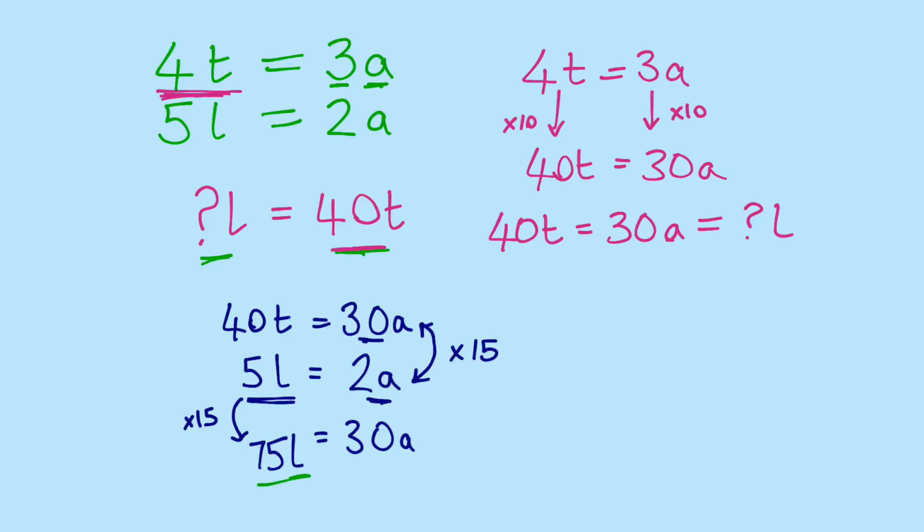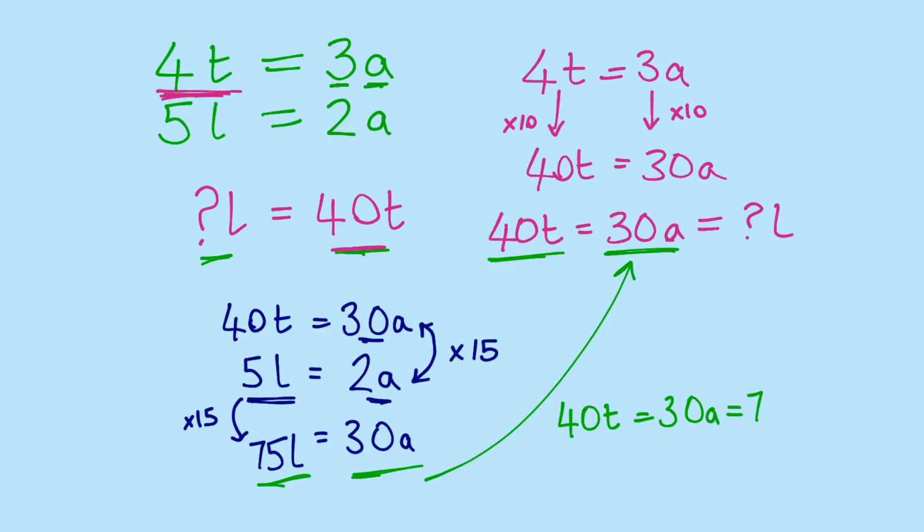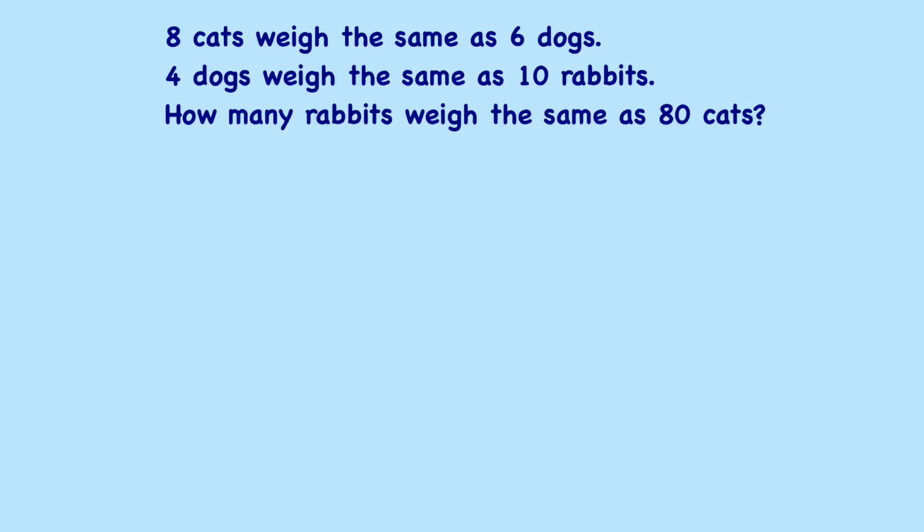So I now have that 75 limes is equal to 30 apples. Well, over here we knew that 30 apples was equal to 40 tomatoes. So now what I found out is that 40 tomatoes is equal to 30 apples, and that's equal to 75 limes. And that's what the question asked us. It said how many limes would be equal to 40 tomatoes, and I've worked out that the answer is 75 limes. Now it's your turn to answer another similar question so you can practice that technique.